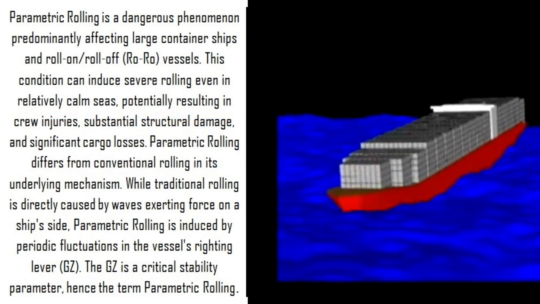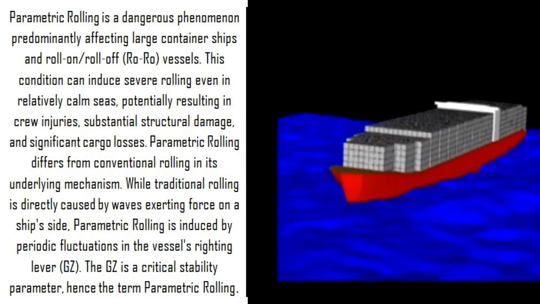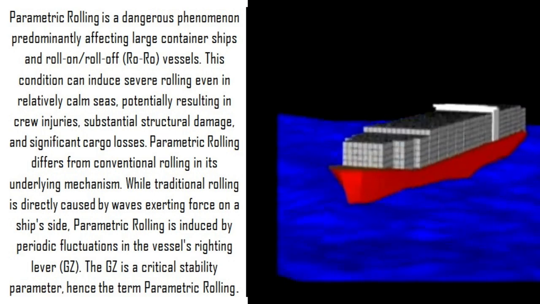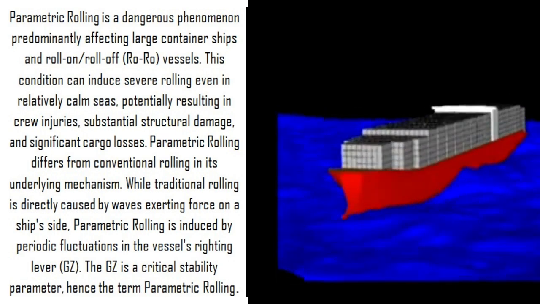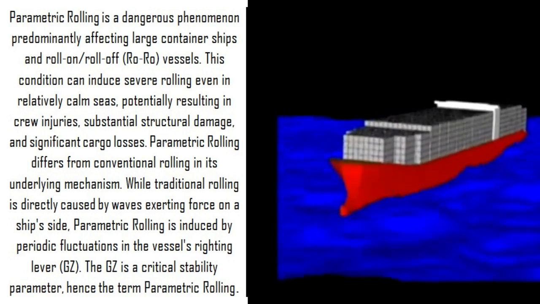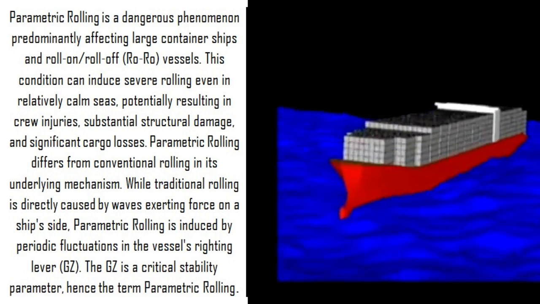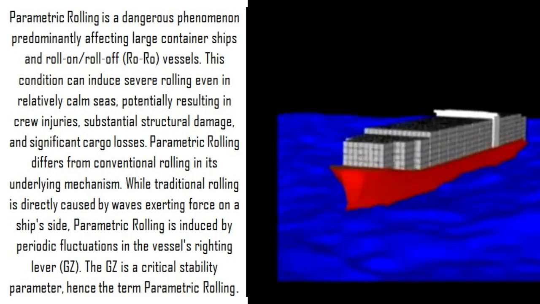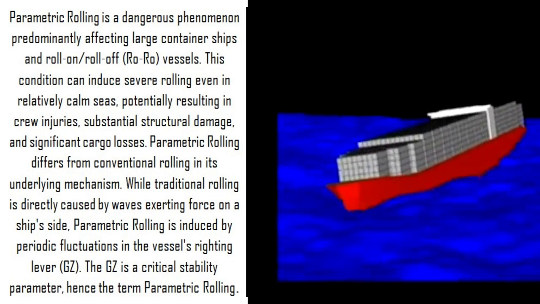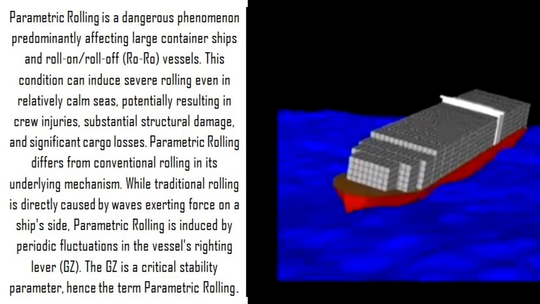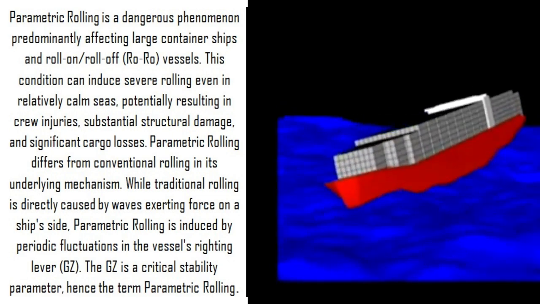Parametric rolling is a dangerous phenomenon predominantly affecting large container ships and roll-on, roll-off vessels. This condition can induce severe rolling even in relatively calm seas, potentially resulting in crew injuries, substantial structural damage, and significant cargo losses. Parametric rolling differs from conventional rolling in its underlying mechanism.